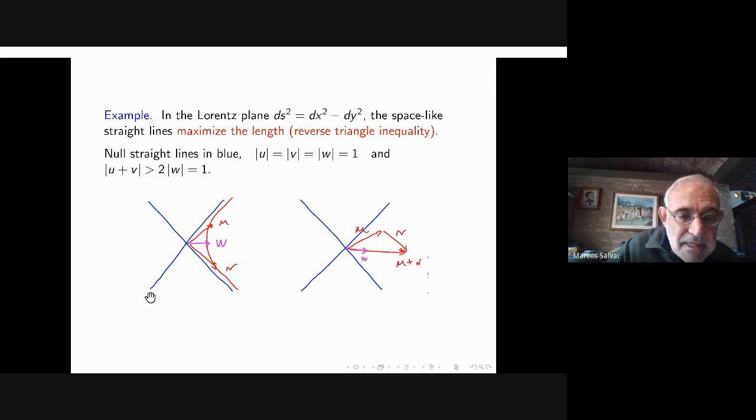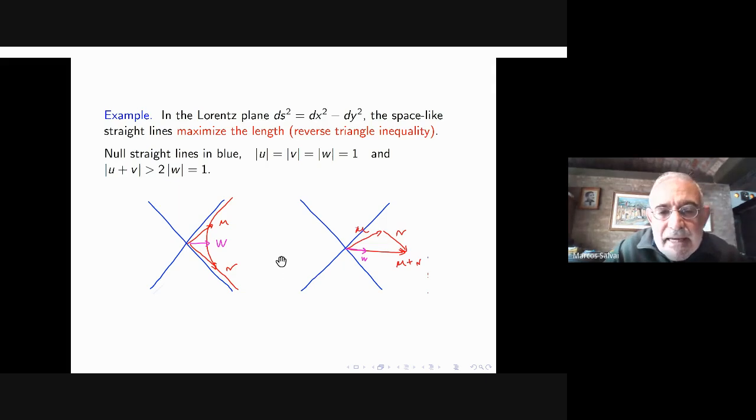I have made a picture here. These two blue lines are the null lines. This in red is the circle of unit vectors, the hyperbolic circle, which is actually a hyperbola, and it is concave, not convex, and so we have a reverse triangle inequality. So the triangle inequality as we know it, but the other way around. This picture, if you have some patience with it, will convince us that the triangular inequality here is reversed.